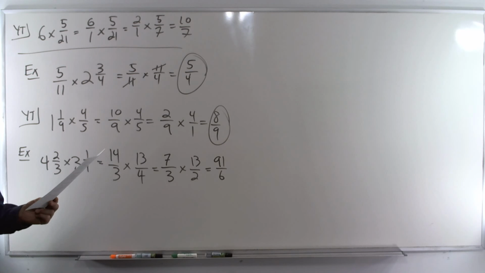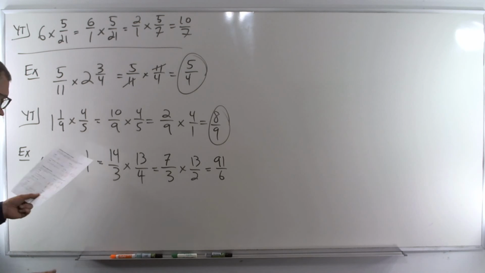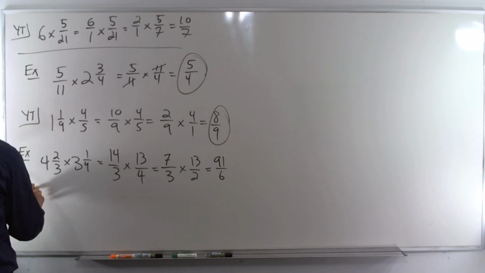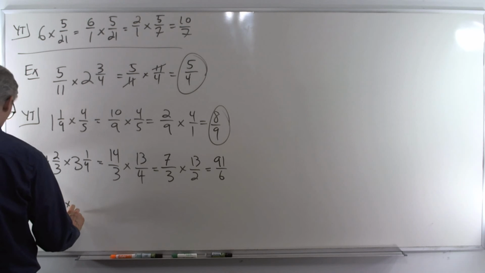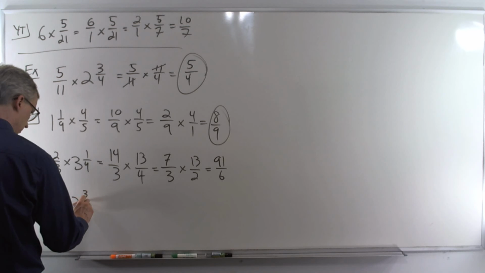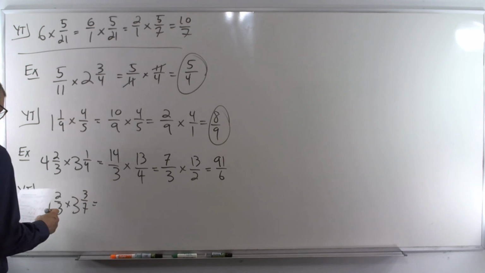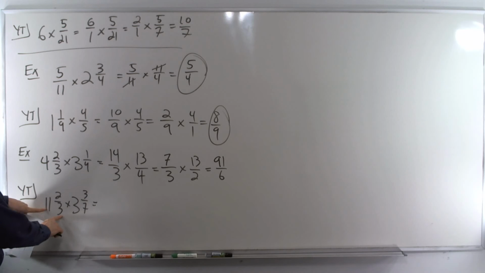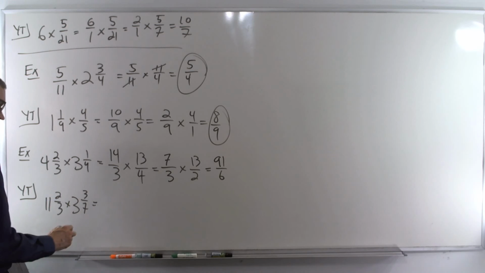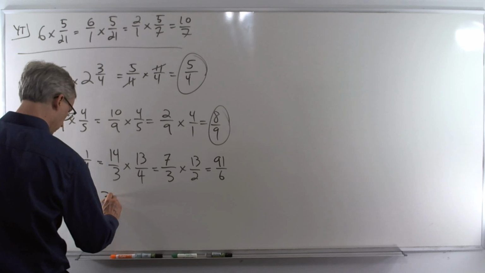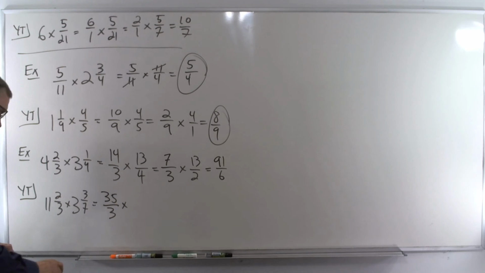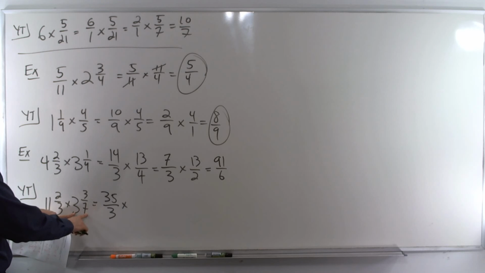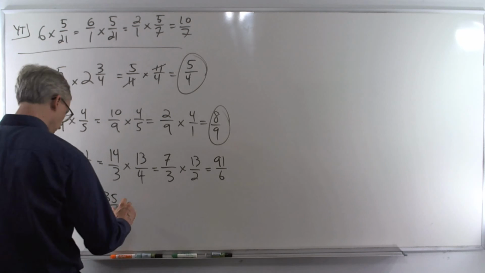Your turn. 11 2/3 times 3 3/7. First one, 11 times 3 is 33, plus 2 is 35. Denominator stays the same, so we got 35 thirds. Here we got 3 times 7 is 21, plus 3 is 24.